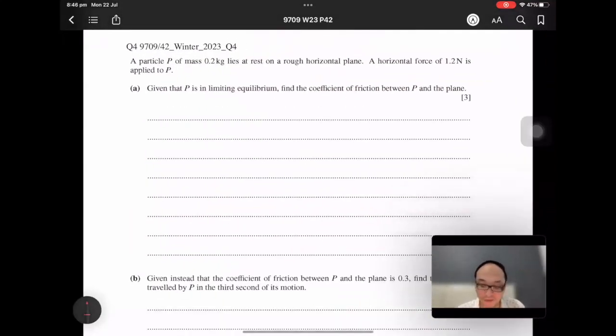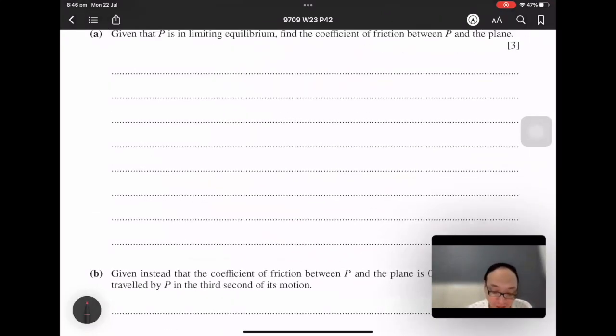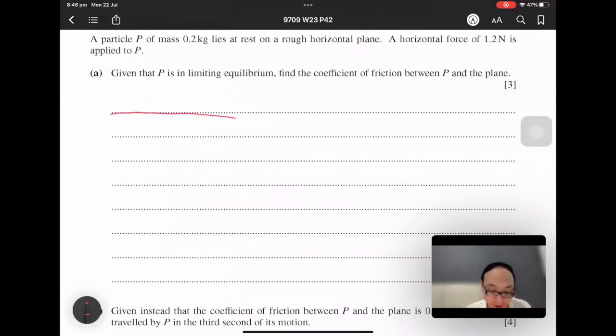Number 4. A particle P of mass 0.2 kg lies at rest on a rough horizontal plane. A horizontal force of 1.2 newtons is applied to P. Given that P is in limiting equilibrium, find the coefficient of friction between P and the plane. A particle of mass 0.2 kg lies on the rough horizontal plane, so we draw it here. There's a horizontal force of 1.2 newtons applied to P, so it will be like this.